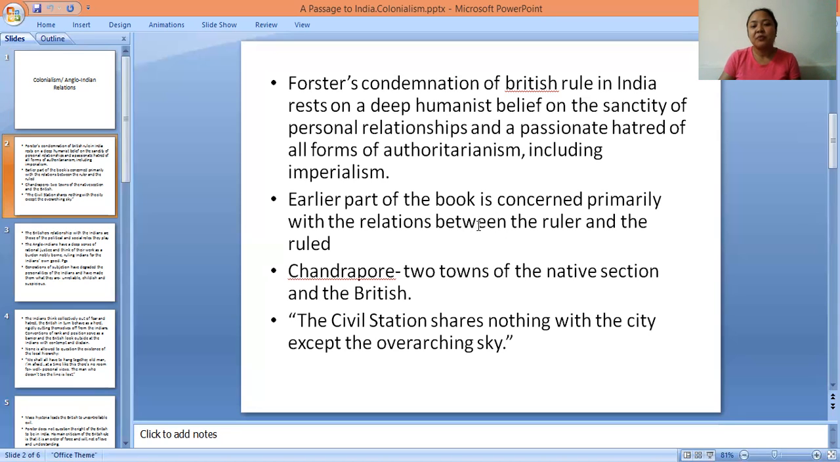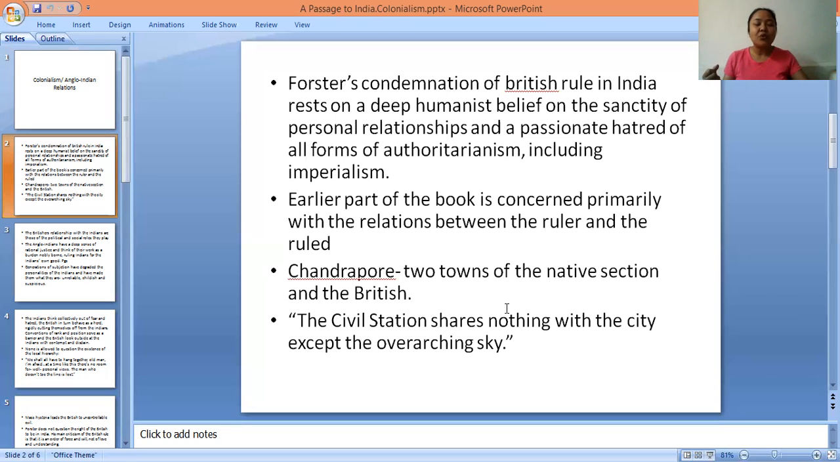In the earlier part of the book, the primary concern is with the relations between the ruler and the ruled, the British and the Indians. We can see this through the division of Chandrapur into two towns. It is divided into the native section and the British section. We see that the British section, which is called the civil station, shares nothing with the city except the overarching sky. So it is completely different from the rest of the Indian towns.